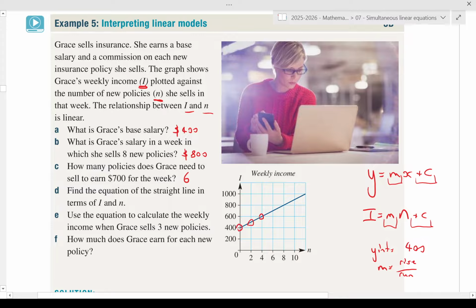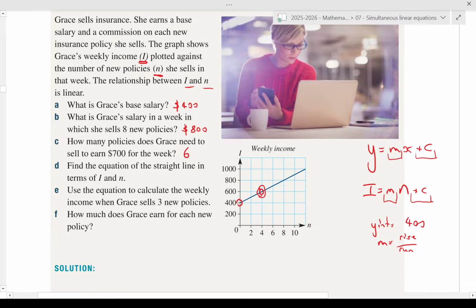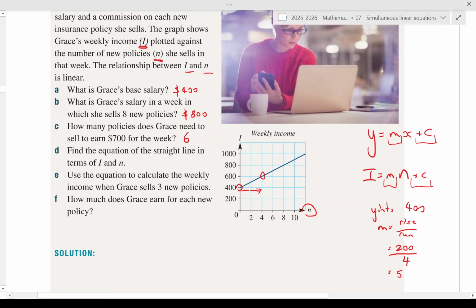Why didn't I choose this one? Because it's not in a nice spot. I want one that's on a corner there. That makes it a lot easier. So we're going to choose those spots. There we go. So what is my rise? Well, how much have I gone up? I've gone up $200. So my rise is 200. And what is my run? Well, I've gone across those 2 spaces, but I've gone from 0 to 4. So my run is 4. It's not 2 because my number of new policies, I've gone from 0 to 4. So my run has been 4. I will now simplify that and it will give me 50. So that is my gradient.